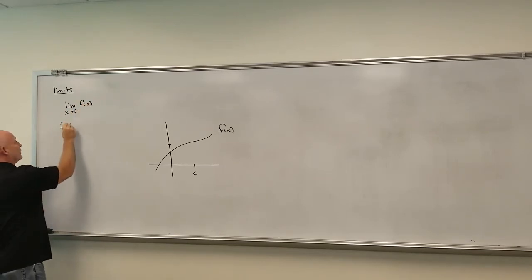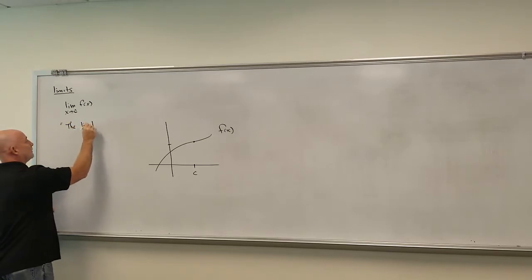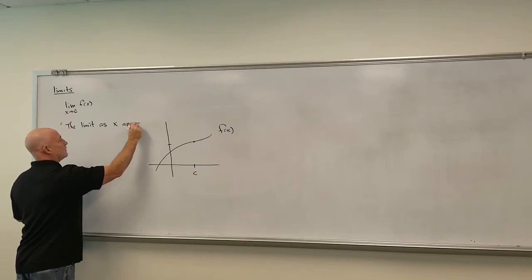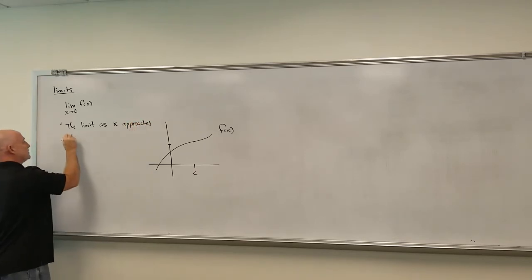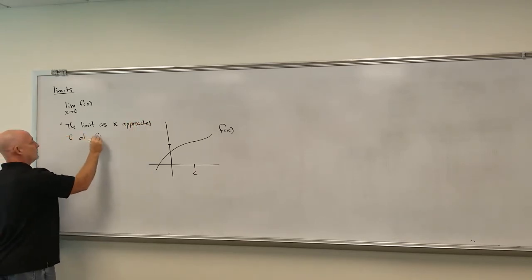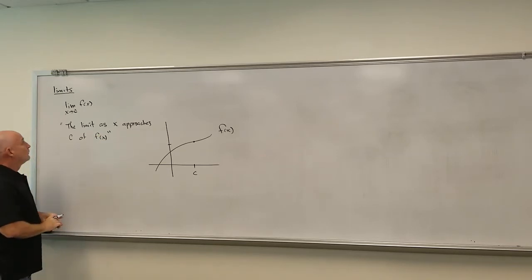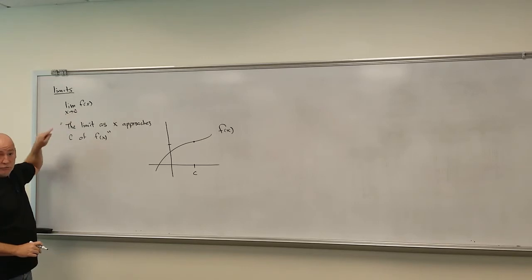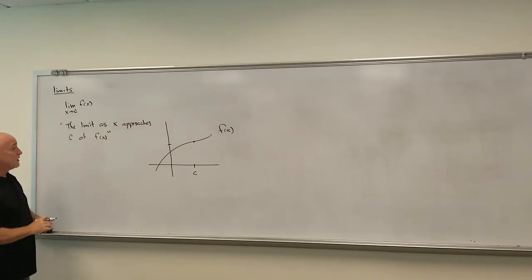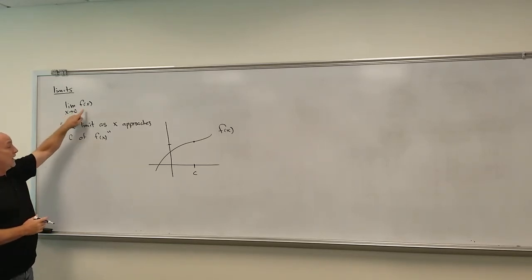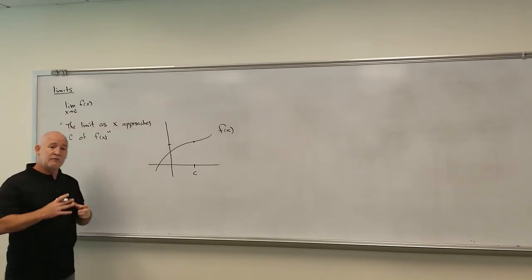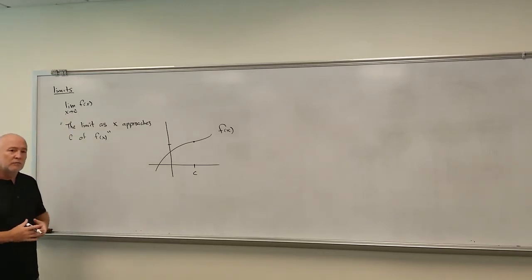So this is the limit as x approaches c of f of x. The arrow reads as "approaches." So the question is, what's happening to this as our inputs get closer and closer to c? Well, that's worded as one question, but it's really two questions embedded into one.